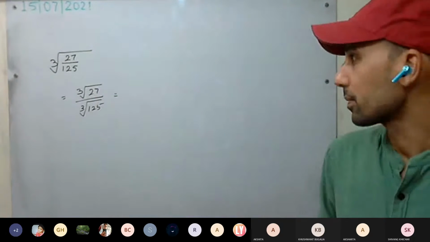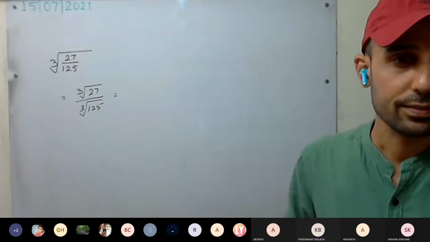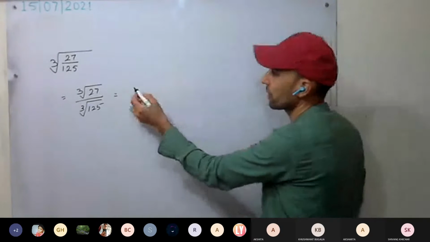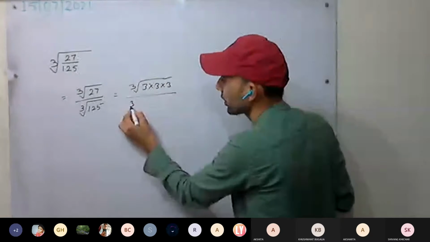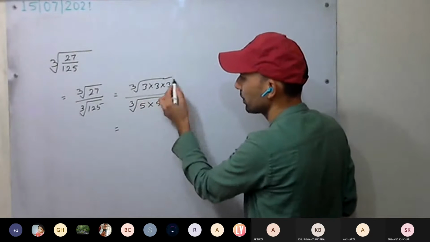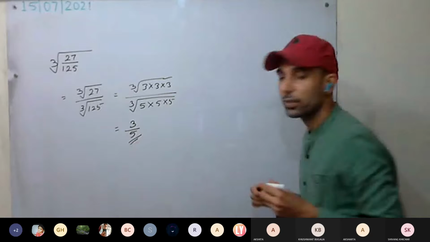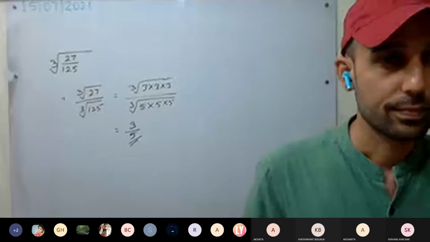Everyone calculate the cube root of 27. So what will be the cube root of 27? Factorize 27: 3 into 3 into 3. And for 125, the cube root of 5 into 5 into 5. From each triplet we will take 1 out. So it is 3 by 5, 3 upon 5. Understood now? 3 upon 5. Is this clear?